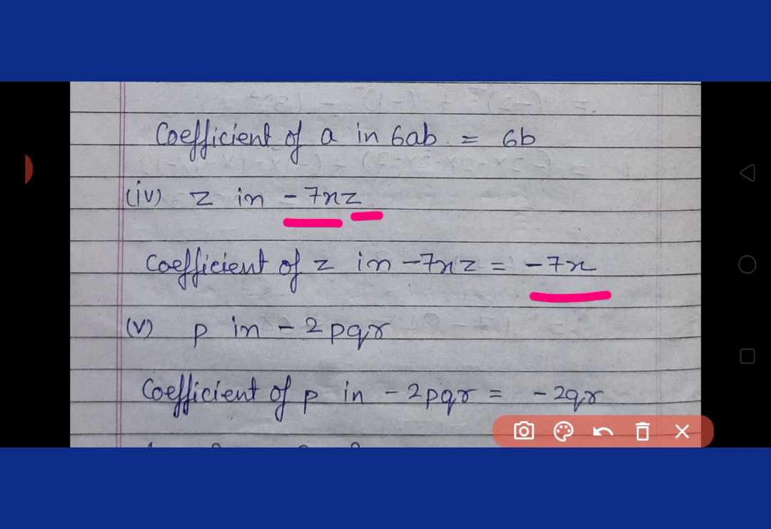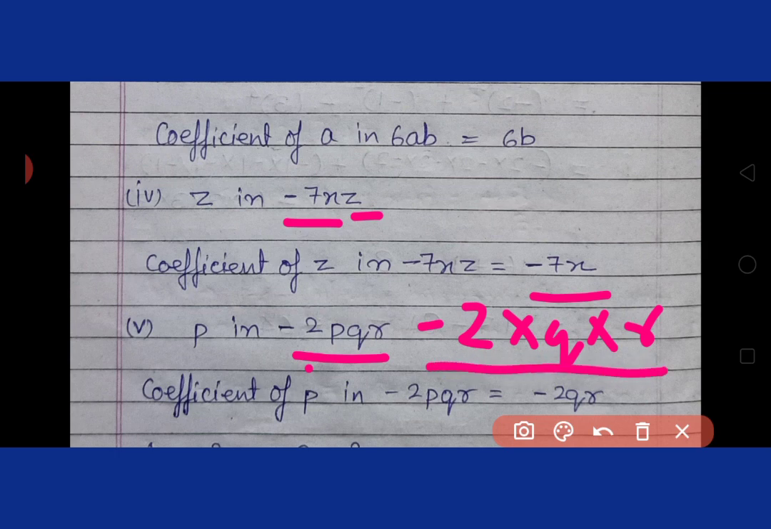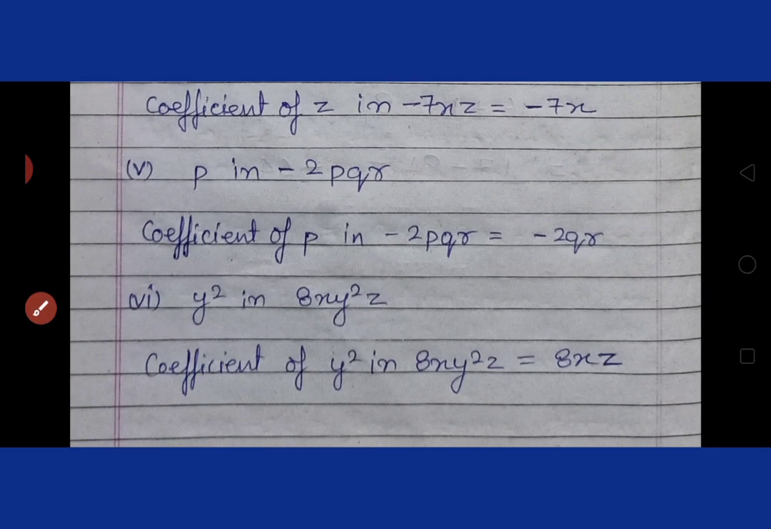And in the next question, the same question is given: p in minus 2pqr. So what are the numbers multiplying with p? Minus 2 multiplied with q multiplied with r. Whatever the variable is, you have to remove it from the term, and whatever remains, that whole you have to write. So what remains is minus 2qr, so its answer will be minus 2qr.